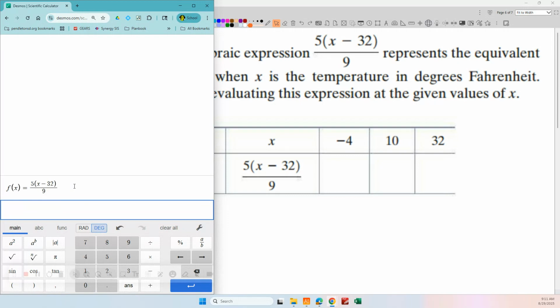Okay, now I've defined the function, so I can go in and put values into the function as many times as I want. Look at that. There's f of negative 4. There's f of 10. And there's f of 32. See how easy that is? That's a great way to do it. Define a function, and then you can input values as many times as you want to.